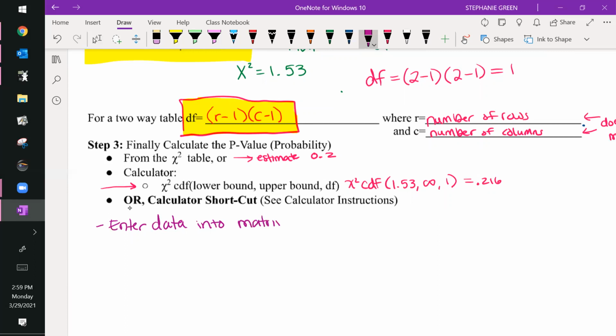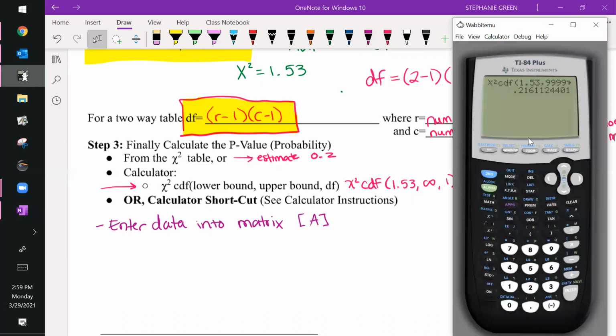And I'm going to put it in a matrix called matrix A. Okay? There's a matrix for, I think, every letter of the alphabet in your calculator. The first one to come up, obviously, is just A. So I'm just going to use matrix A. To show you how to do that, again, the detailed instructions are at the back of this section.